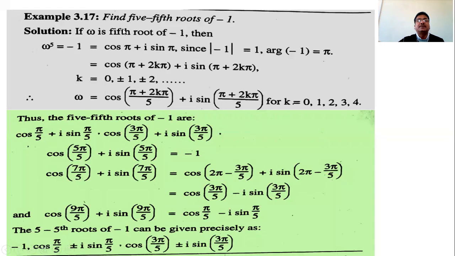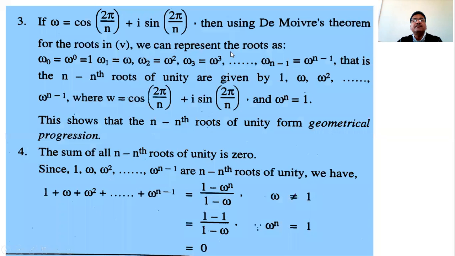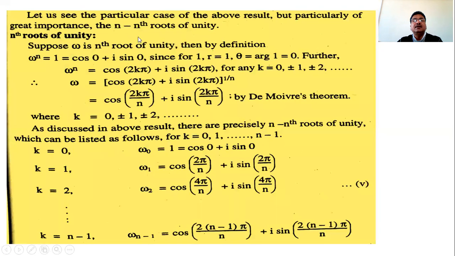Next example is find 5 fifth roots of minus 1. So what is the previous problem? Find nth roots of unity, means 1. So this is the procedure to find the nth roots of unity. First, express this 1 in the polar form. It is cos 0 plus i sin 0.